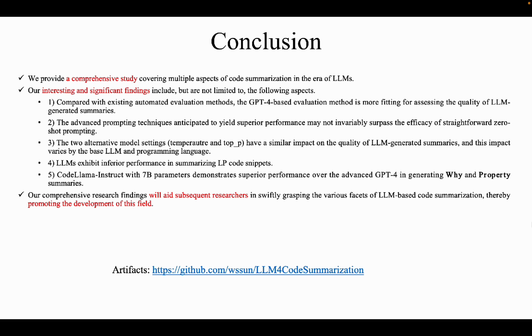And LLMs exhibit inferior performance in summarizing code snippets of logic programming languages. And the last, Code Llama with 7B parameters demonstrates superior performance over the advanced GPT-4 in generating why and property summaries. Our comprehensive research findings will aid subsequent researchers in swiftly grasping the various aspects of LLM-based code summarization, thereby promoting the development of this field, and the code and data and the experimental results can be found in our GitHub repository.